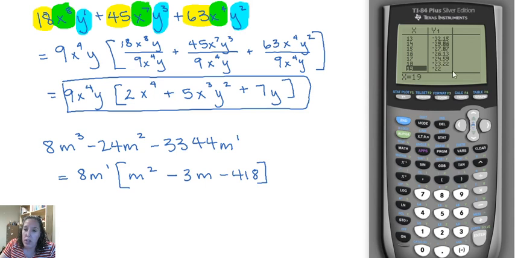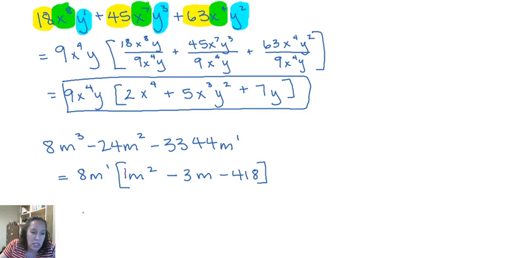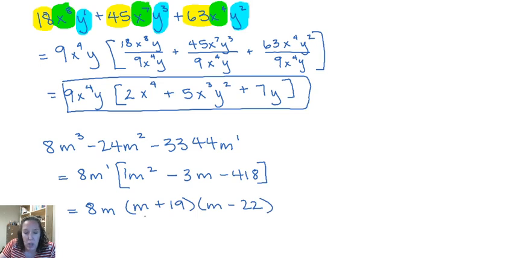So the factors we want are 19 and negative 22. Since this does have a 1 out front, those are going to be the factors that we're looking for in our parentheses. It's going to be m with a positive 19 and m with a negative 22. And it doesn't matter what order you write them in, as long as you've got the positive with the 19 and the negative with the 22.